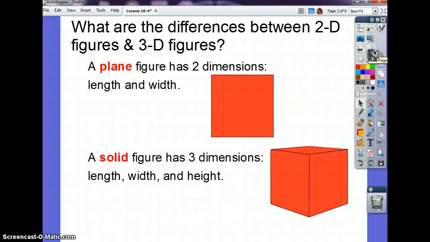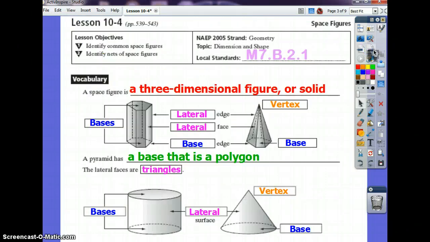So our lesson today is about 3D space figures. First of all, let's talk about what we've been studying so far. So far, we've been studying 2D figures, two-dimensional figures. They're called plane figures. They have two dimensions, a length and a width. What we're going to start studying today are called solid figures or space figures. They have three dimensions. They have a length, a width, and a height.